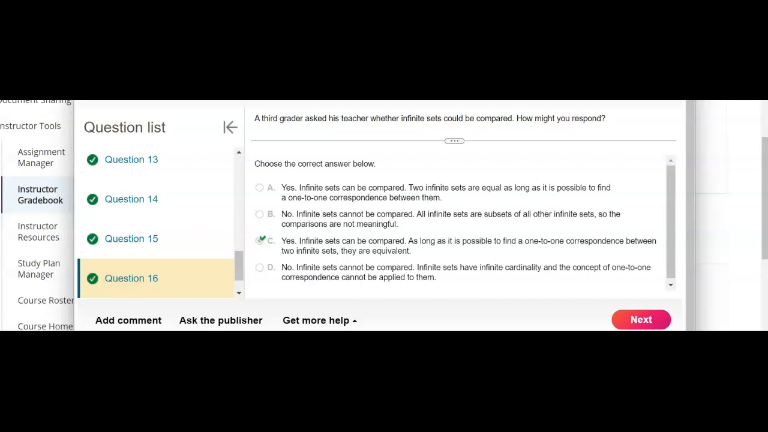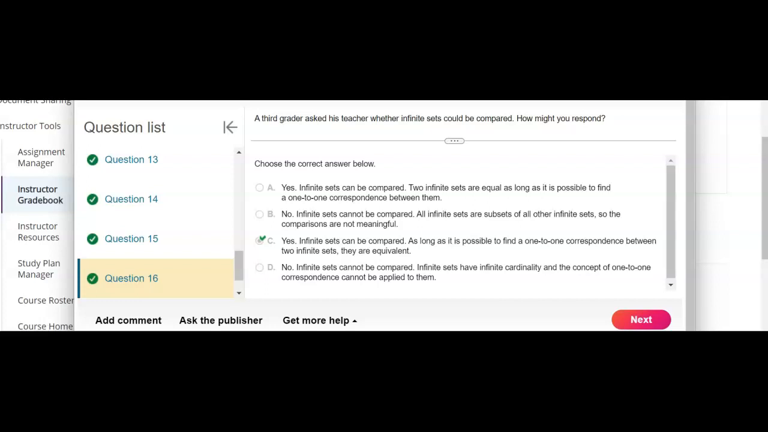Now, I want to make sure you understand, and definitely this is a more challenging question, that you might want to go look up what one-to-one correspondence is, because you're going to get some really good visuals, and that will be a good thing for you to do on your own. But if we look at these other answers, like A, infinite sets are equal as long as it is possible to find a one-to-one correspondence between them. Just because there's a one-to-one correspondence between them does not at all mean that they're equal. It means they are equivalent.